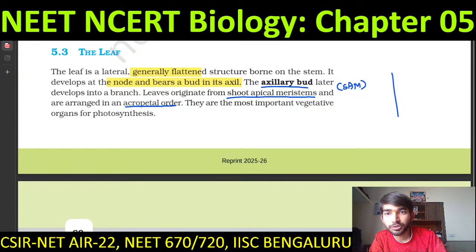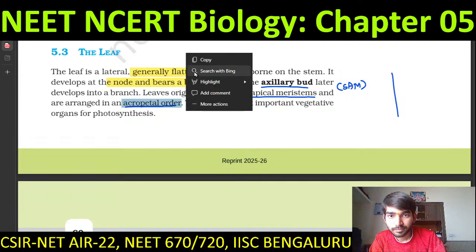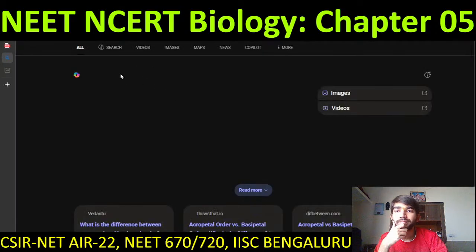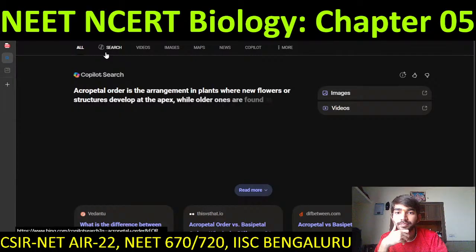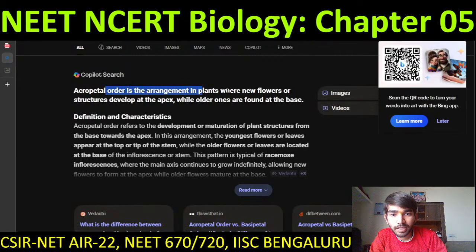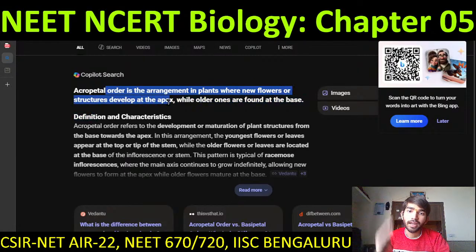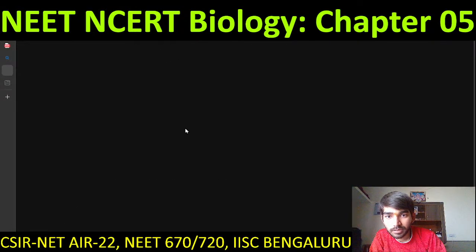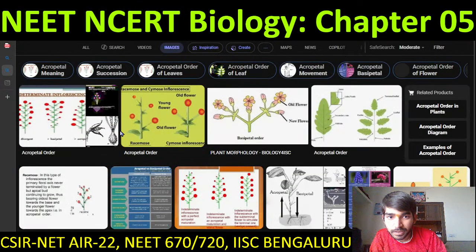Wait, I will just show you a diagram for this. So acropetal order is the arrangement in plants where new flowers or structures develop at the apex and the older ones are at the base. So this is what I told you, and let me show you the image for this.